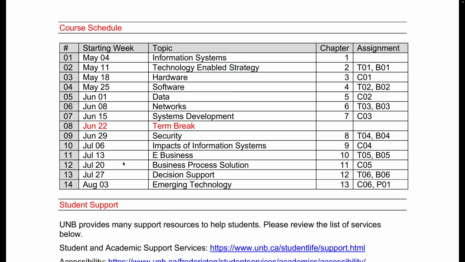Schedule of our course with their topics and the scheduled assignments. So we can see this course progressing in bi-weekly modules. So first module will be information systems and technology enabled strategy.